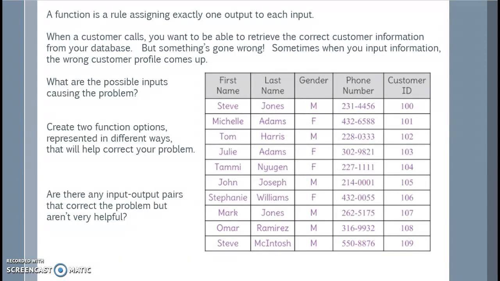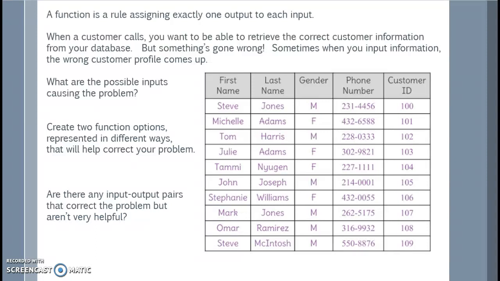When a customer calls, you want to be able to retrieve the correct customer information from your database, but something's gone wrong. Sometimes when you input information, the wrong customer profile comes up. What are the possible inputs causing the problem? Create two function options represented in different ways that will help correct your problem. Are there any input-output pairs that correct the problem but may not be very helpful?